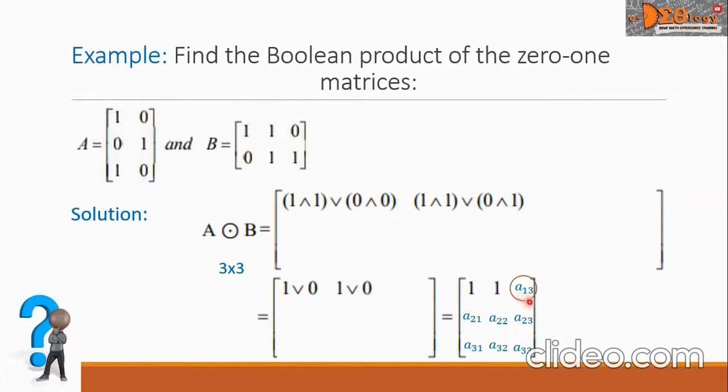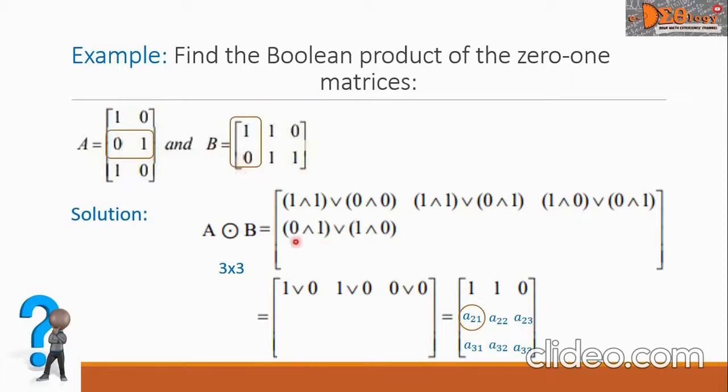Next, a sub 1,3. We need the first row of A and the third column of B. So we write here 1 and 0, or 0 and 1. 1 and 0 is 0, 0 and 1 is 0. 0 or 0 is 0. Next element, a sub 2,1. We need the second row of A and the first column of B. So we write 0 and 1 or 1 and 0. 0 and 1 is 0, 1 and 0 is 0. 0 or 0 is 0.